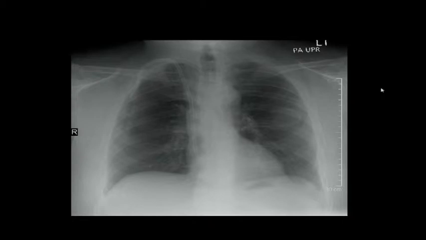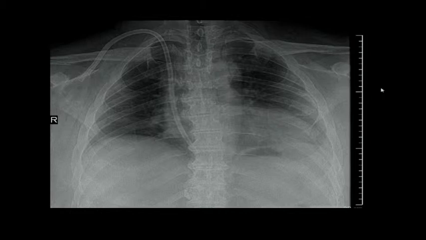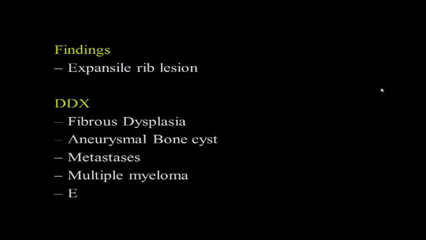That's excellent that she saw the hemodialysis catheter and said that these could be brown tumors, right? All right, very good, Sylvia. Anything you want to add or subtract? No. Same patient came in for a CT. This was a topogram. Expansile rib lesion: fibrous dysplasia, ABC, metastasis, multiple myeloma, and Ewing sarcoma.